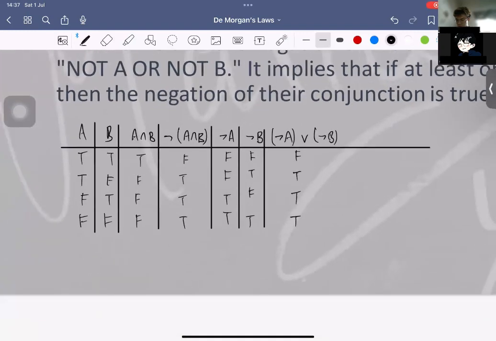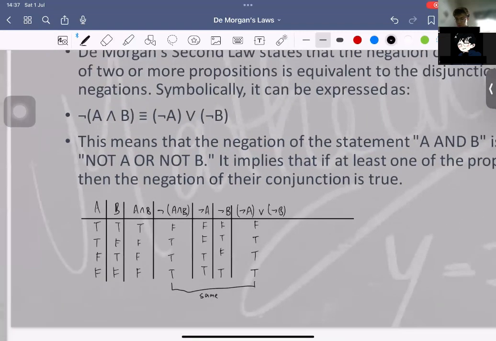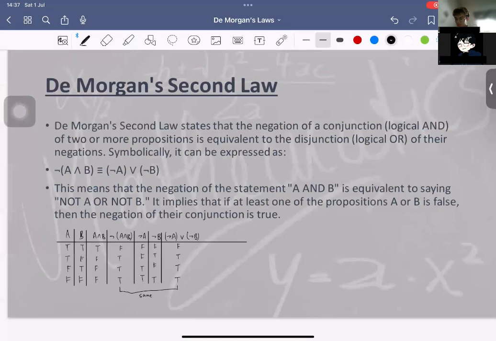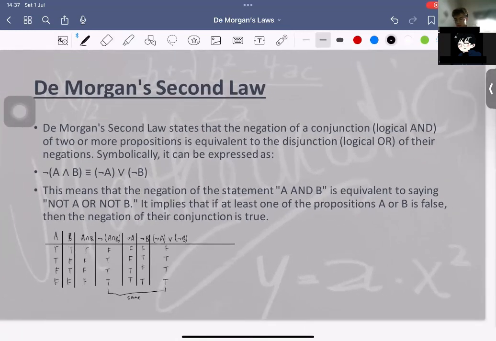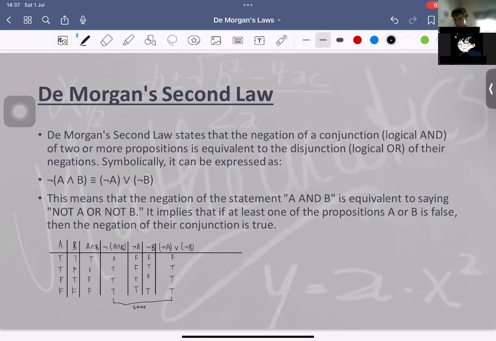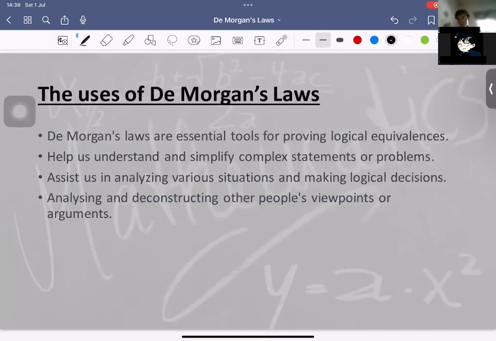So we see these two are the same. This means that the negation of the statement A and B is equivalent to saying not A or not B. It implies that if at least one of the propositions A or B is false, then the negation of their conjunction is true. Why do we need to learn about De Morgan's law? This is the uses of De Morgan's law.